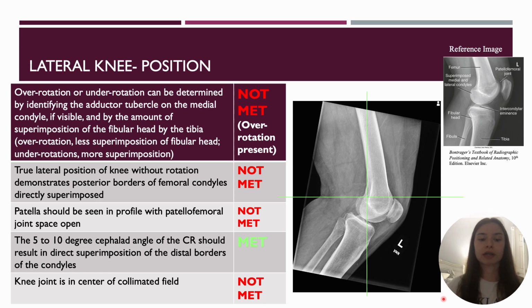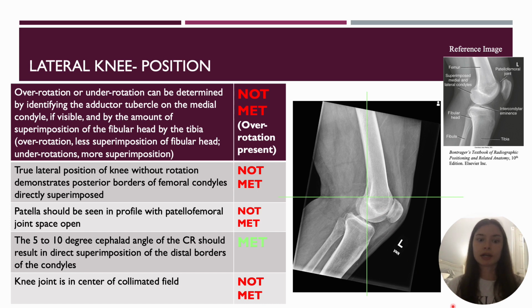And then the next criteria is the 5 to 10 degrees valid angle of the CR should result in direct superimposition of the distal borders of the condyles. I did say met for this one because if you look at the distal borders right here, they are directly on top of each other.